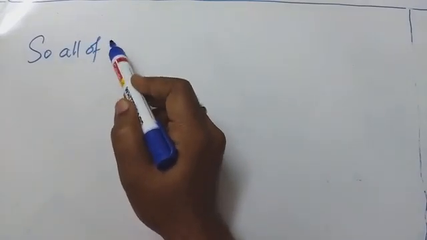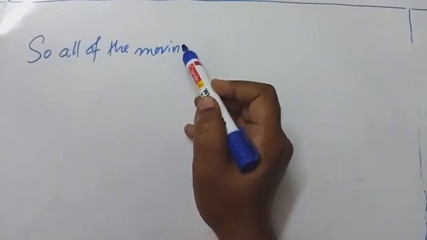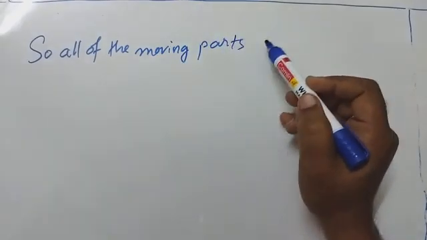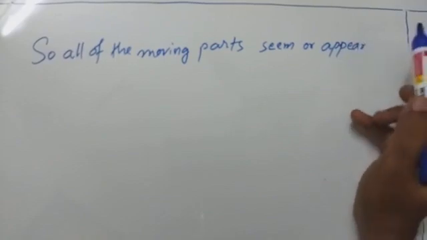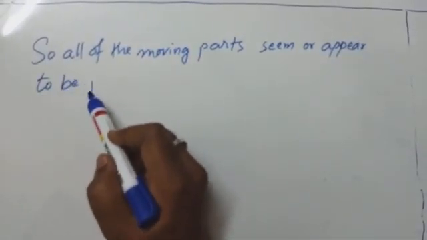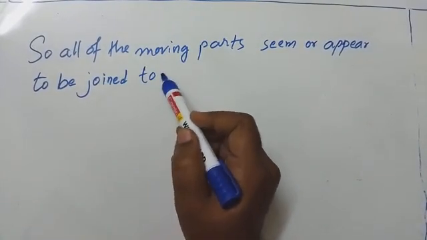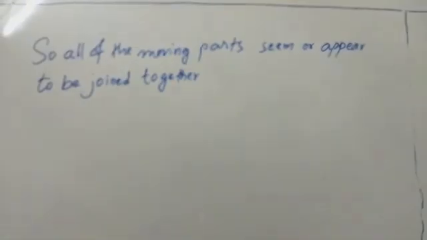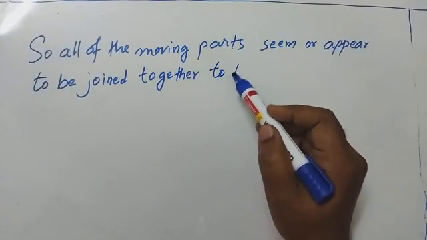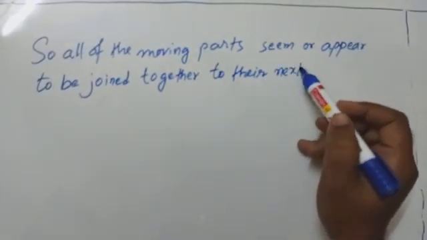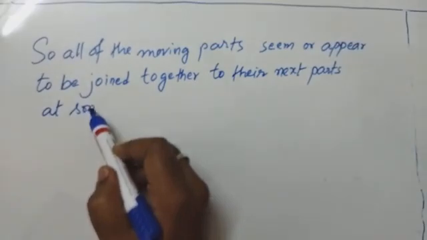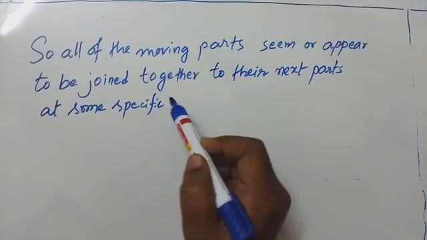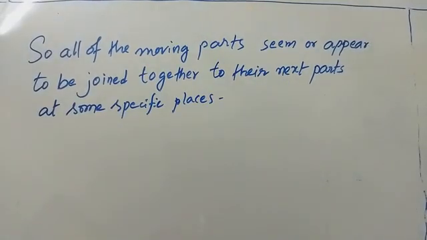So, all of the moving parts seem or appear to be joined together to their next parts at some specific places. And these places are called joints.